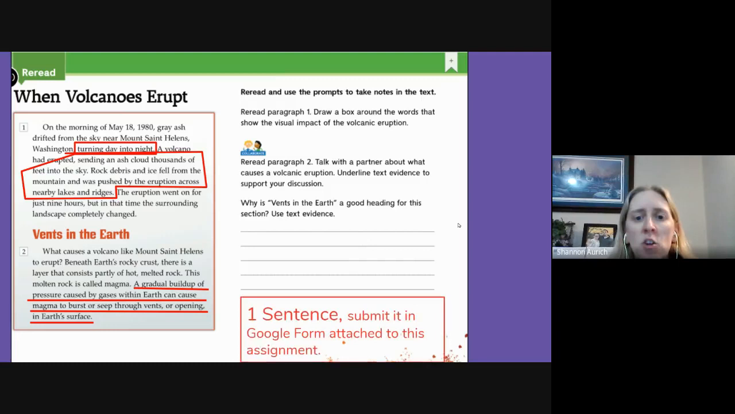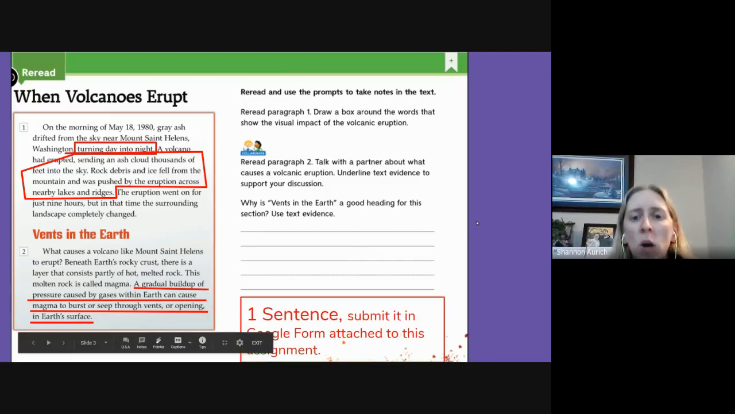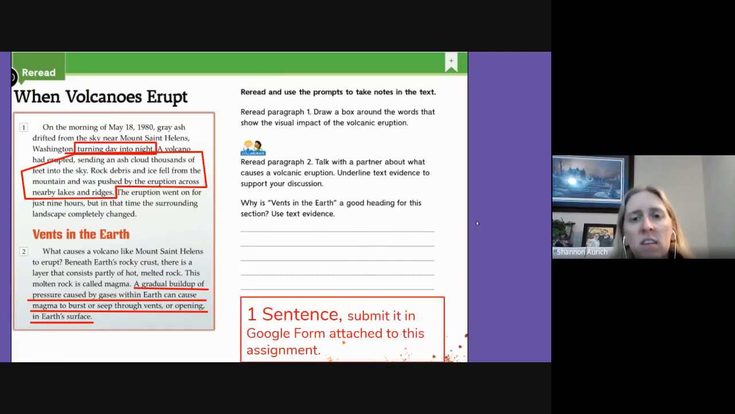So this is the part you have to do on your own. You have to submit one sentence in the Google form that is attached to this assignment answering this question: why is vents in the Earth a good heading for this section? So one complete sentence answer.